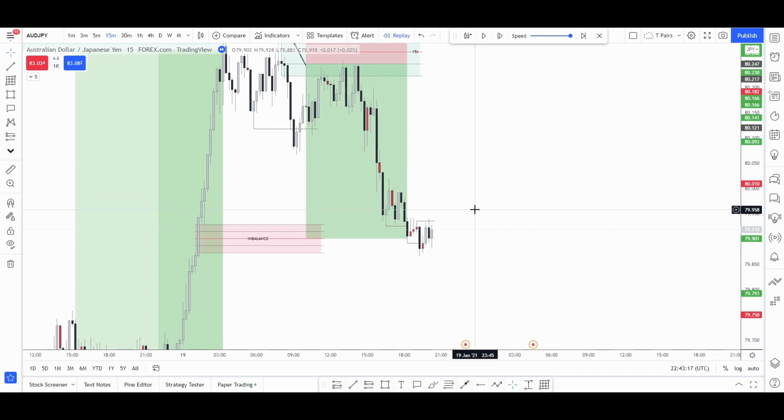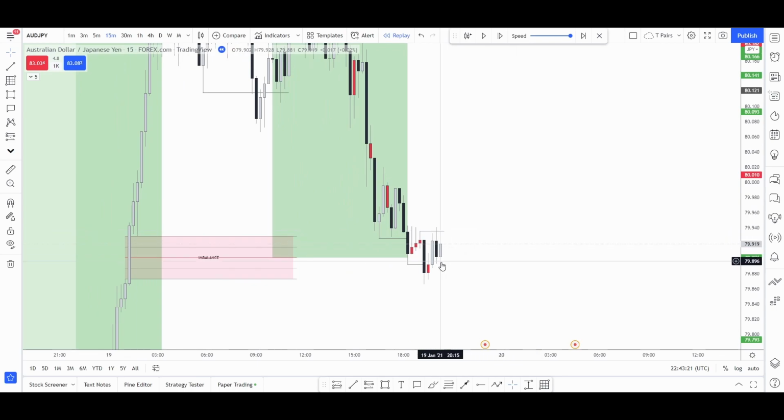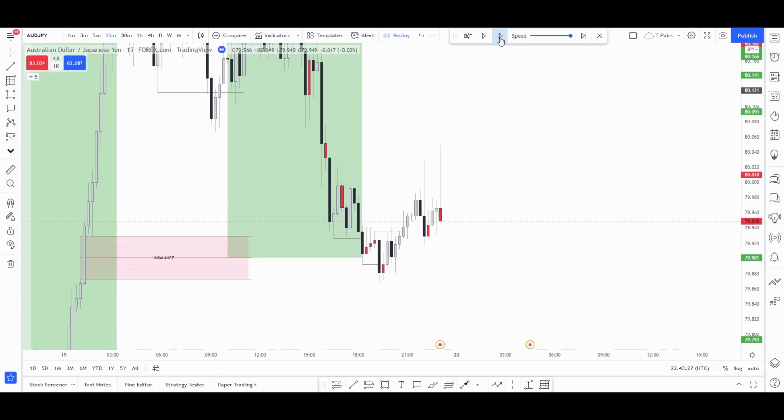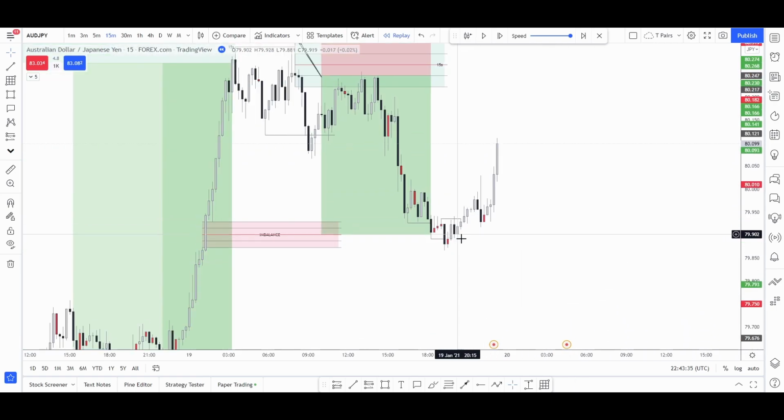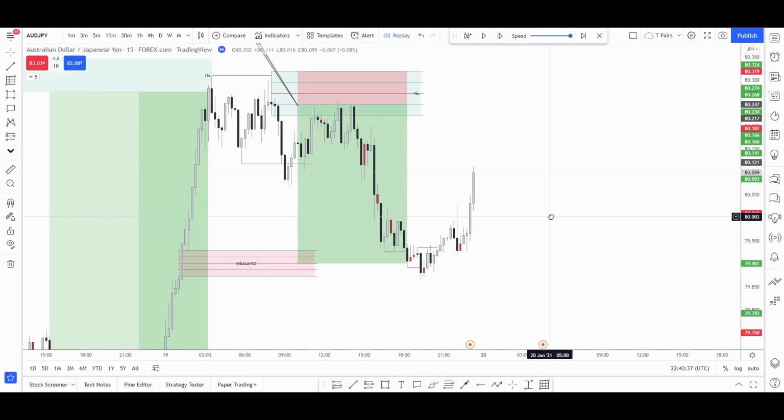Oh, that happened too fast. Bloody hell. Right, that should have been an entry off of this candle, but oh well, we'll let that one slide. That happened way too fast. Oh, I kind of want to go back and redo that. I can't. Anyway, yeah, it was the next candle. The target would have been up here again.